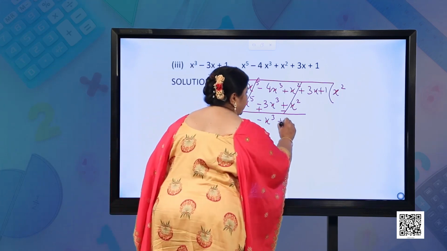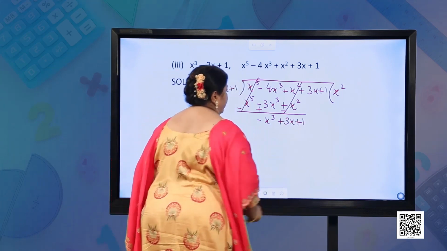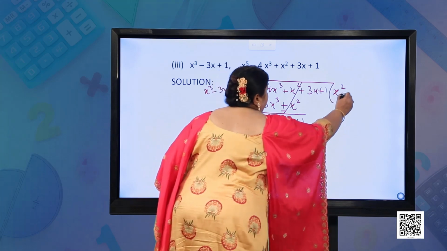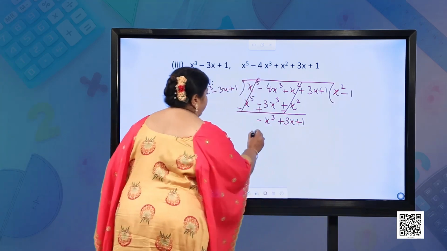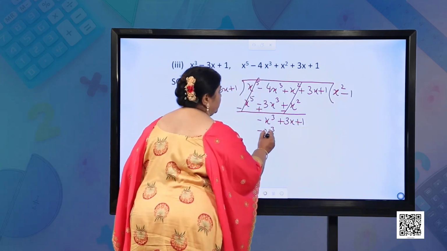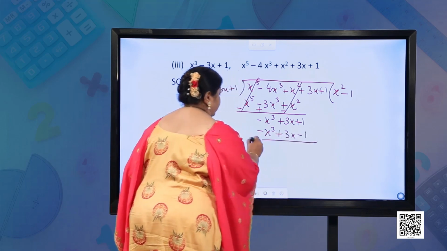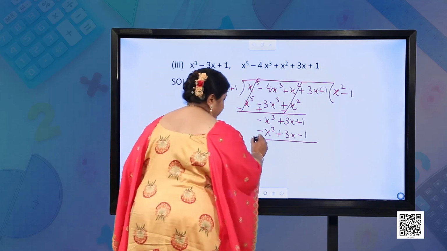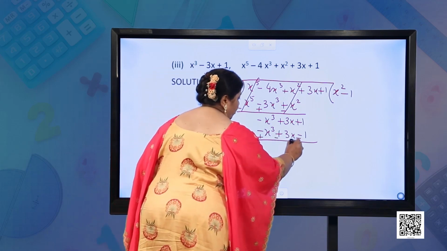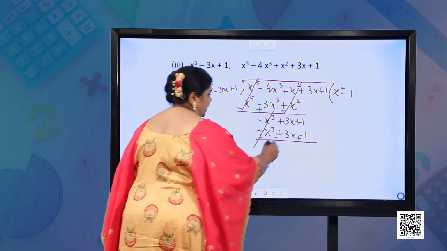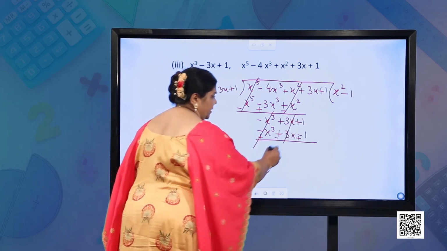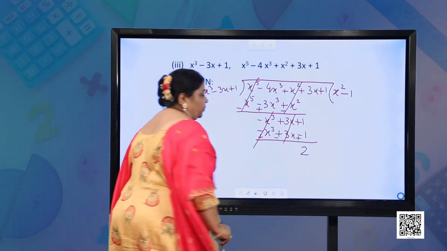We are left with 3x plus 1. Now, if I multiply by minus 1, I think I get minus x cube plus 3x and minus 1. Everything is getting cancelled. Let us see. No, x cube gets cancelled, 3x minus 3x gets cancelled, 1 plus 1 is 2.